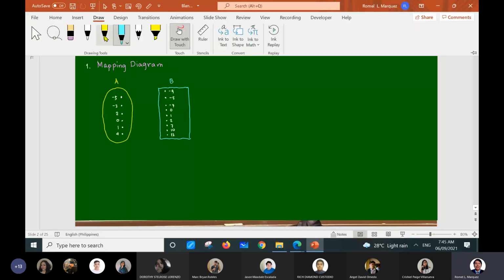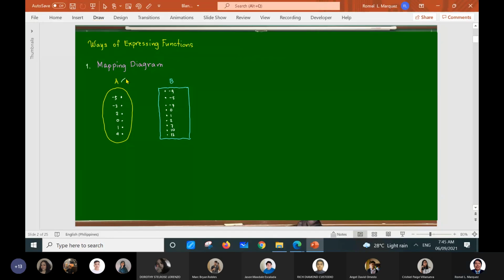So F is going to send every element of A to what? To some elements of B, because not all elements of B are taken all the time. No? So F is a rule assigning every element here. But how is the assigning being done? For every element in A, you are going to assign a unique element coming from B.